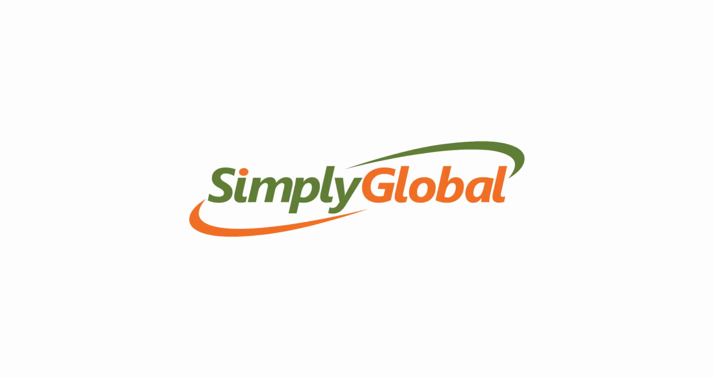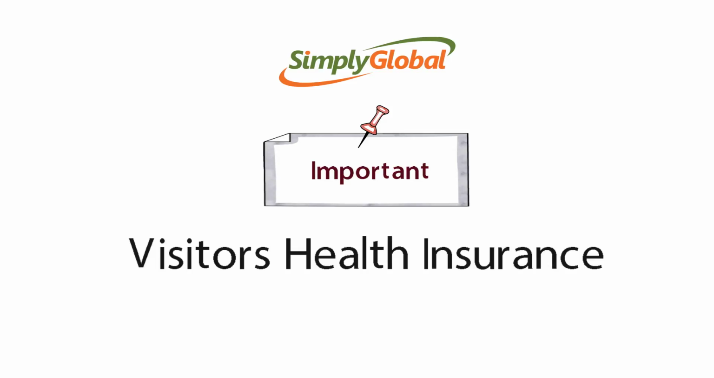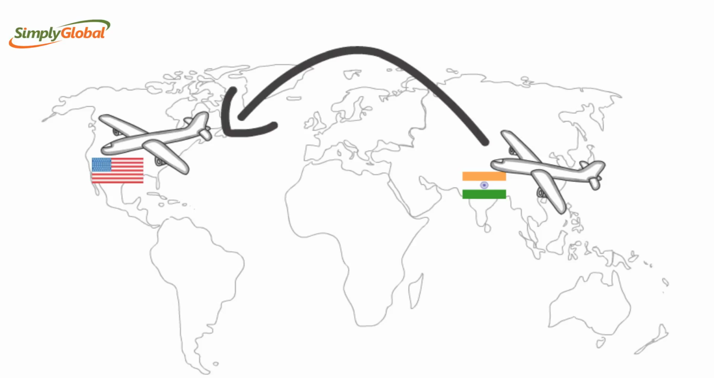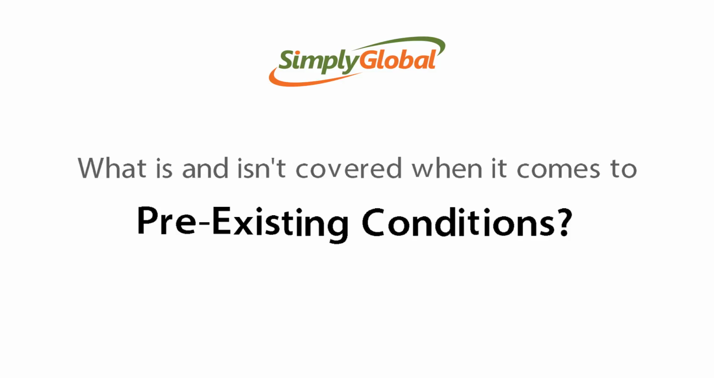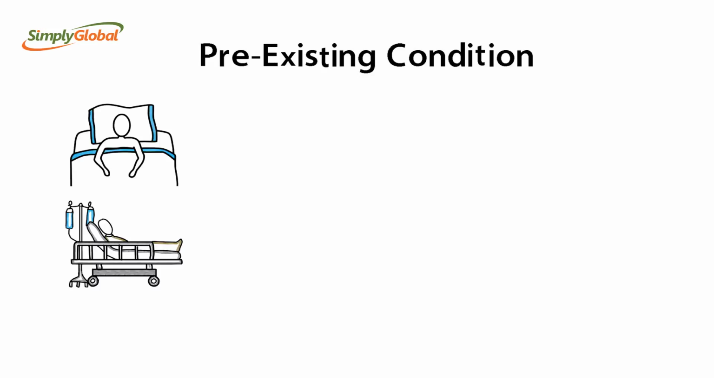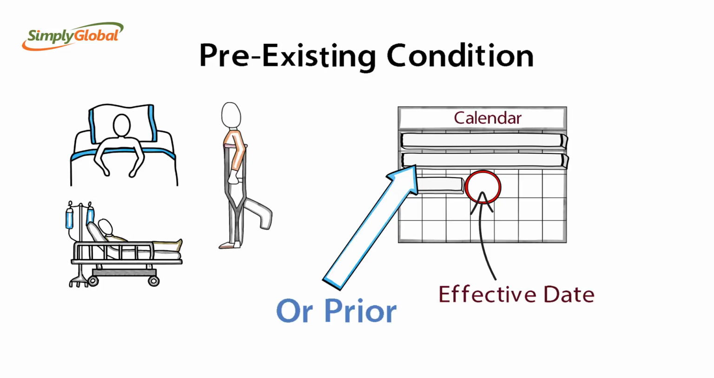In this short video, we will discuss an important topic that is often a source of concern when it comes to buying a visitor's health insurance plan for people visiting the U.S. We will explain what is and isn't covered by insurance plans when it comes to pre-existing conditions. A pre-existing condition is defined as any medical condition, sickness, or injury that, with reasonable medical certainty, existed at the time of purchase of insurance or prior to the effective date of the policy.